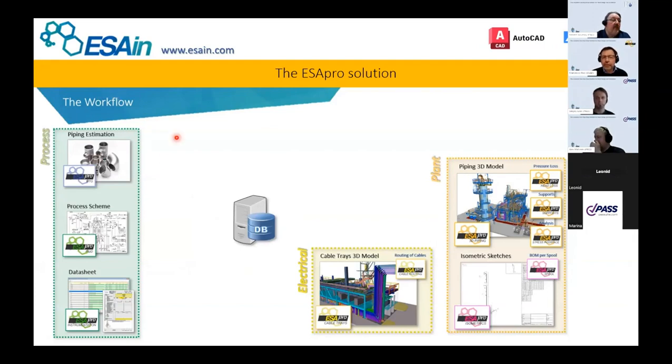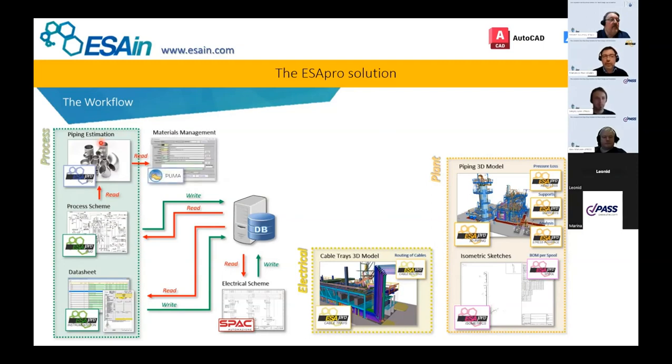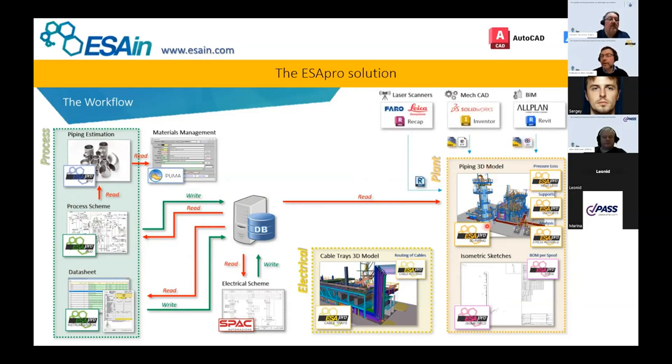Here you have the complete workflow between our application and the rest of the world. Here you have the project database, and this database is fed by the process part. So we will see how to create a process scheme that feeds the database. We have another module for data sheets, an integration with the electrical part, and another tool specific for piping material estimation. And here you have ESApro 3D piping, which is the 3D modeler for plants.